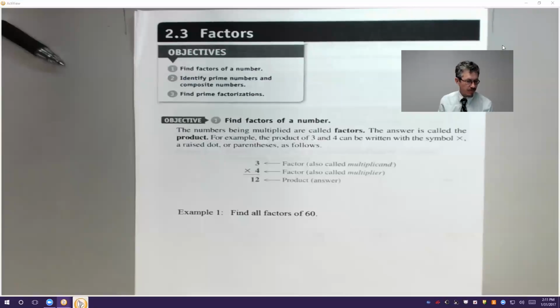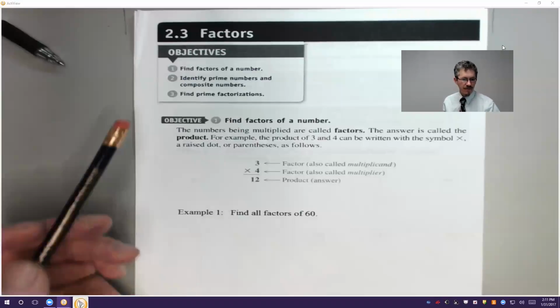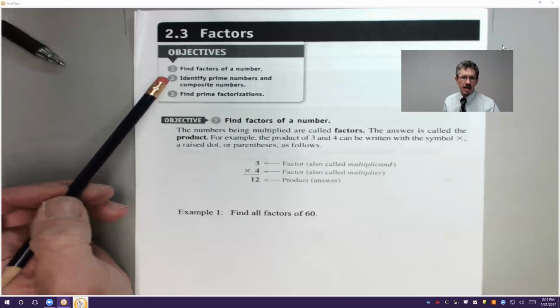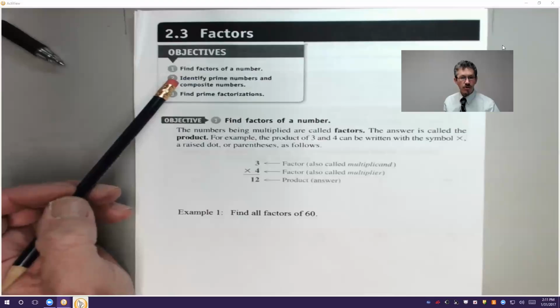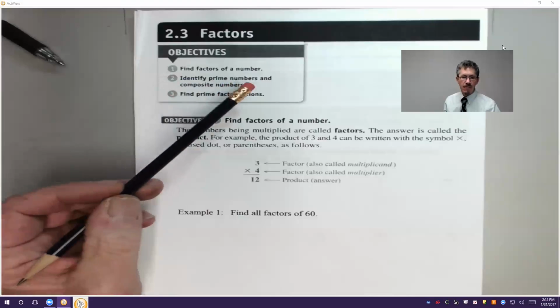Today we're going to learn about something that a lot of students have trouble with, prime factorization. To start off, we should look at some definitions: the word factors, the word product, prime numbers, composite numbers, and then we'll look into finding prime factorizations. The objectives of today's lesson: finding factors of a number, identifying prime numbers and composite numbers, and then finally, finding prime factorization.